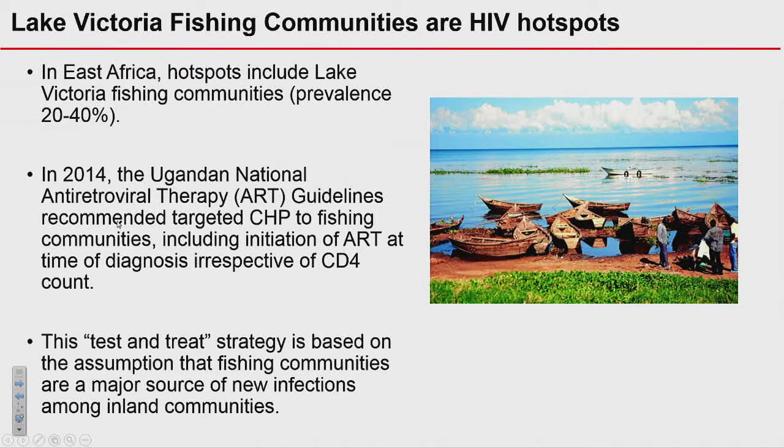So in 2014, the Uganda National ART guidelines recommended targeting ART to fishing communities and enhanced combination prevention services, including test and treat, which is just the initiation of ART regardless of what your CD4 count is at time of diagnosis. And this test and treat strategy is really based on the assumption that fishing communities are serving as a major source of new infections among inland communities. In fact, they explicitly state this in the Ministry of Health documents when they're recommending test and treat.